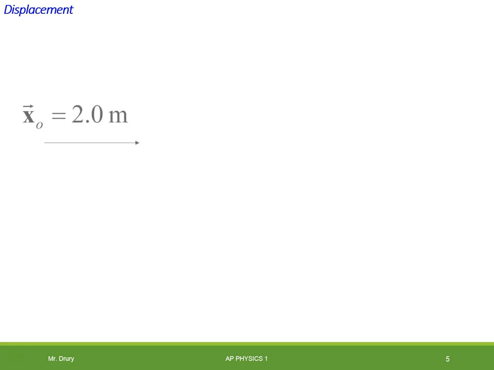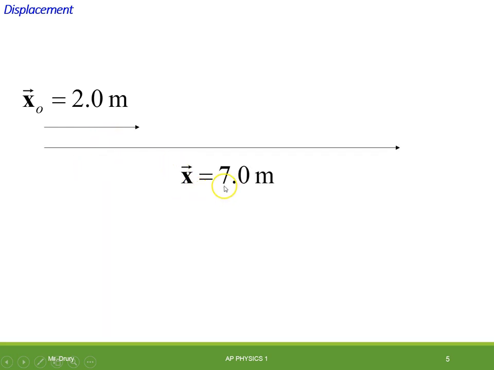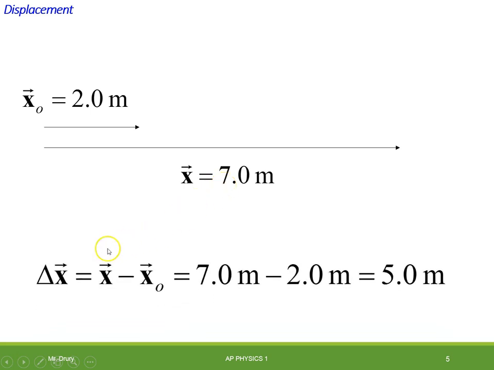Let's say you have an initial position, x sub 0, of 2 meters. You end up having a final position of 7.0 meters. What's our displacement? Well, delta x, or displacement, is equal to the final position minus the initial position, or 7 meters minus 2 meters, for a total displacement of 5 meters. In other words, you went from here and you ended up here. So you had a displacement of 5 meters.